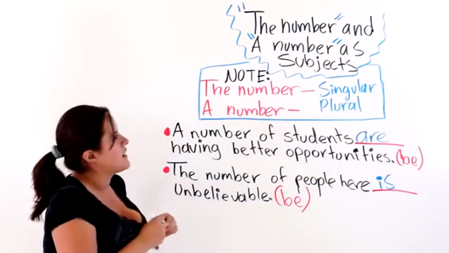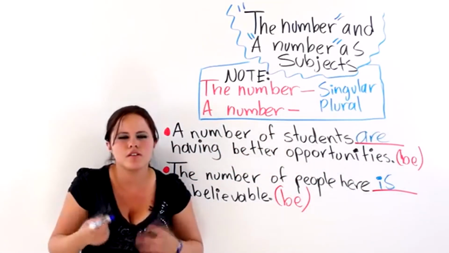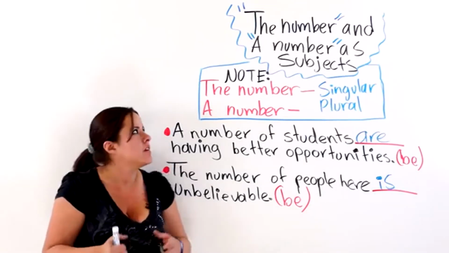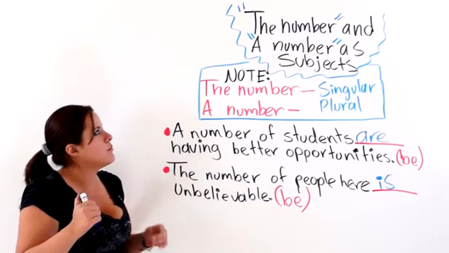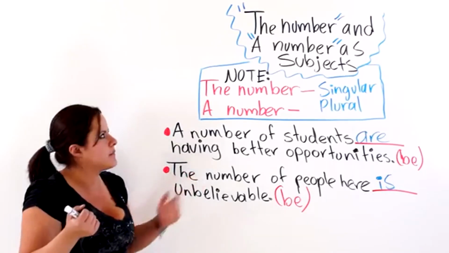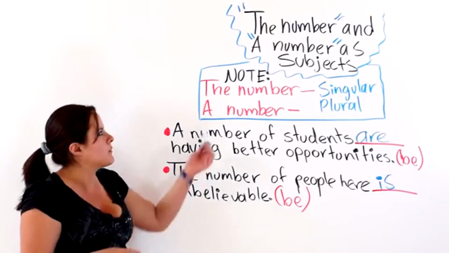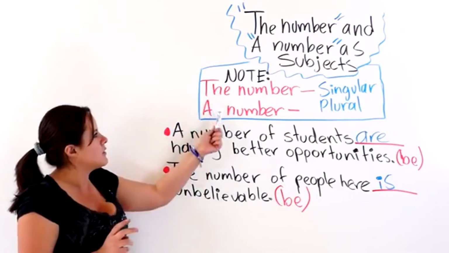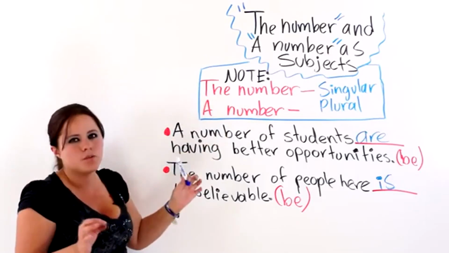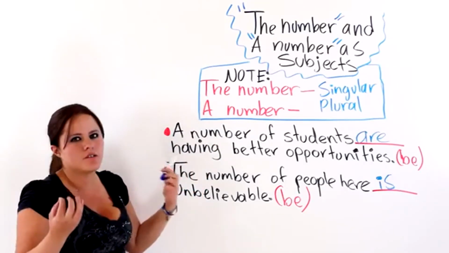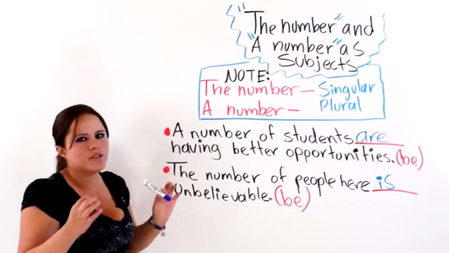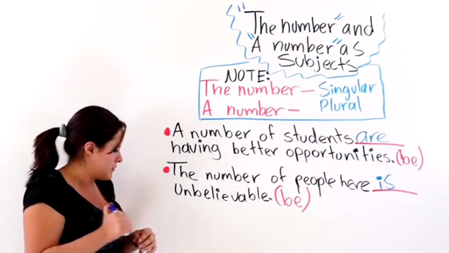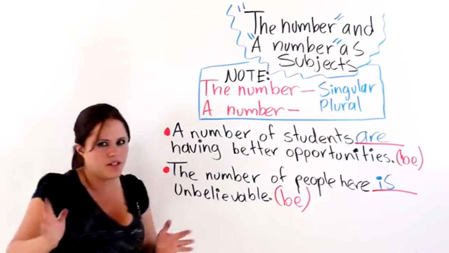Okay, so this is how you choose a verb, or the plural or singular form of a verb, when you have the number and a number as subjects. Remember, write this note down. When you use these two as subjects, the number will have a singular verb and will be considered singular, and a number will always have plural verbs and will always be considered plural as subjects, okay?